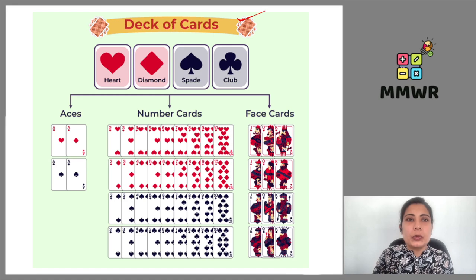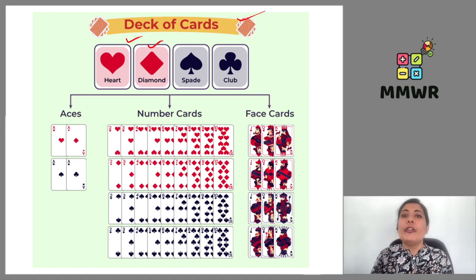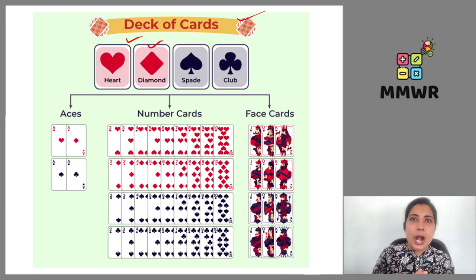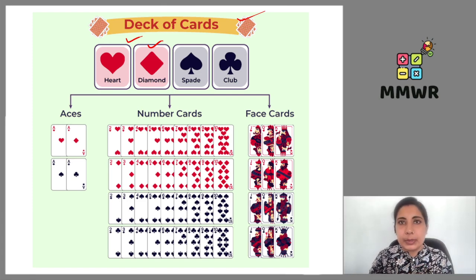Out of those 52, 26 of them are of red color, 26 of them are of black color. Now in this 26 also we have the category: 13 are of heart shape, 13 are of diamond shape, 13 red heart, 13 red diamond. Then 13 black spade, 13 black club cards. This is the club card. So 13, 13, 13, each card, 4 categories are there.